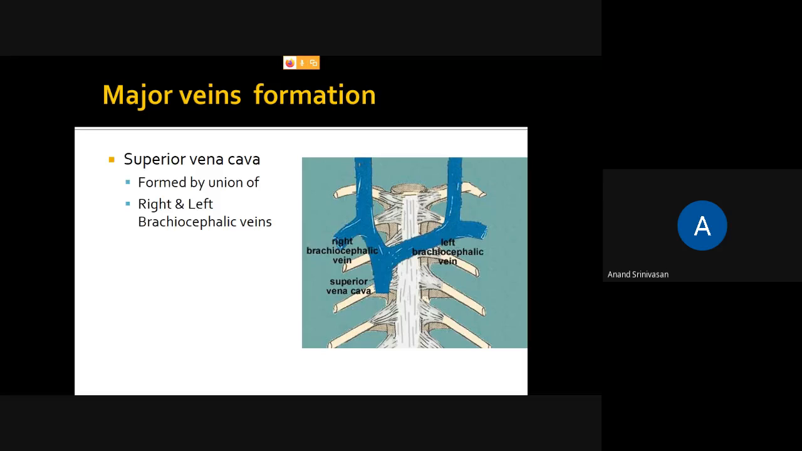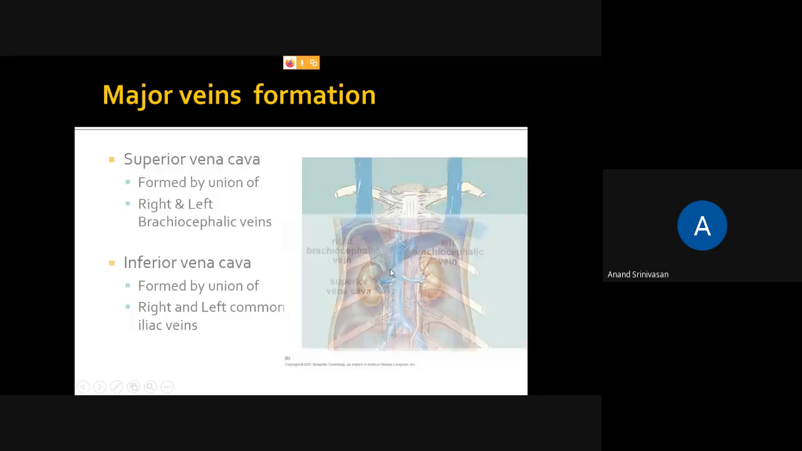Another thing, if you observe, the right brachiocephalic vein is short, whereas the left brachiocephalic vein is long. Why? Because of the heart: the right atrium is located on the right side of the body. So the left brachiocephalic vein travels all the way and then joins with the right brachiocephalic vein to form the superior vena cava.